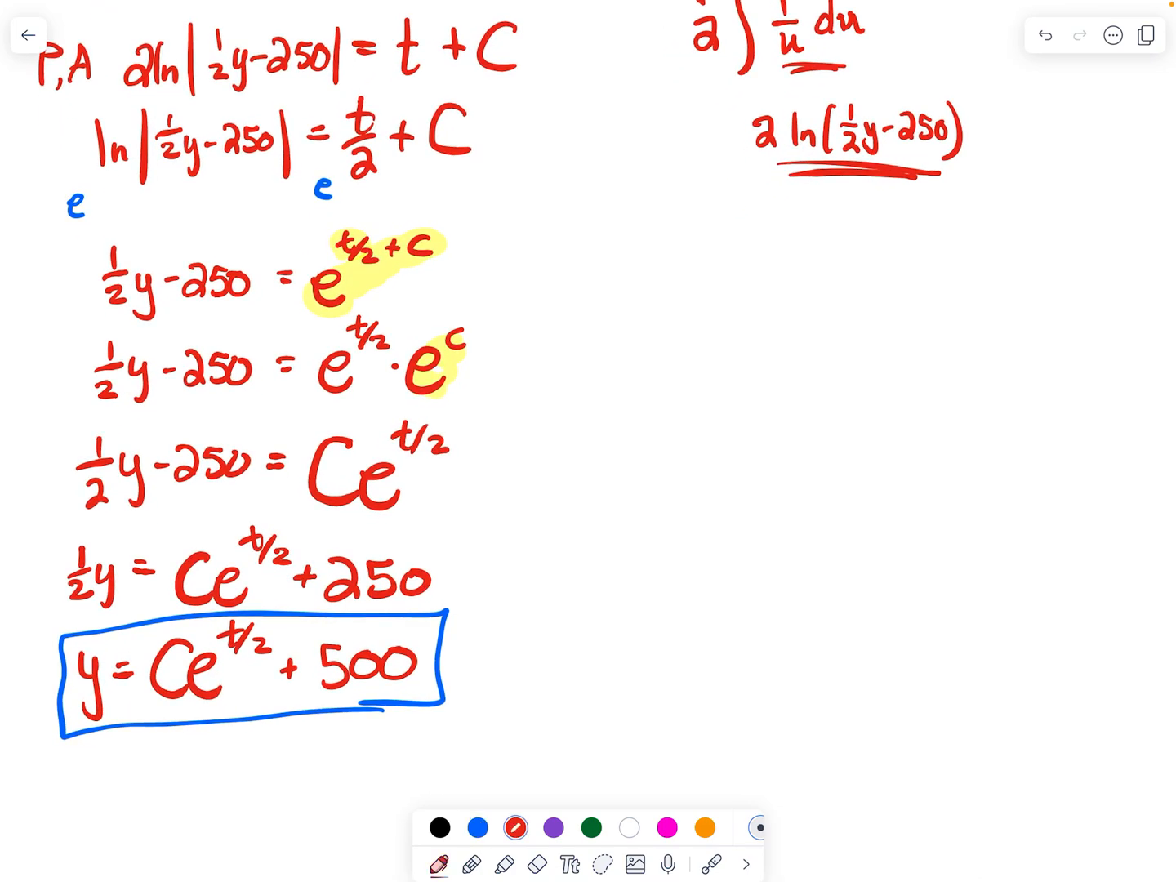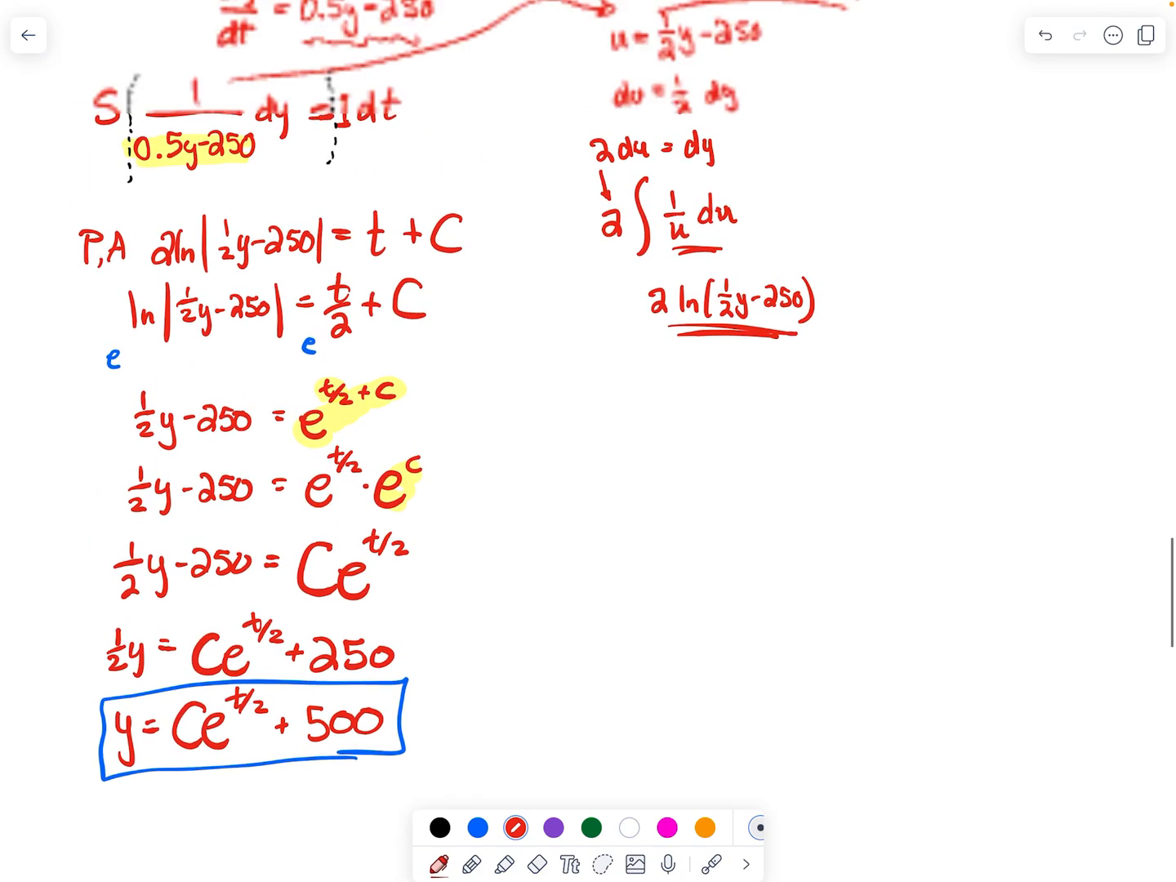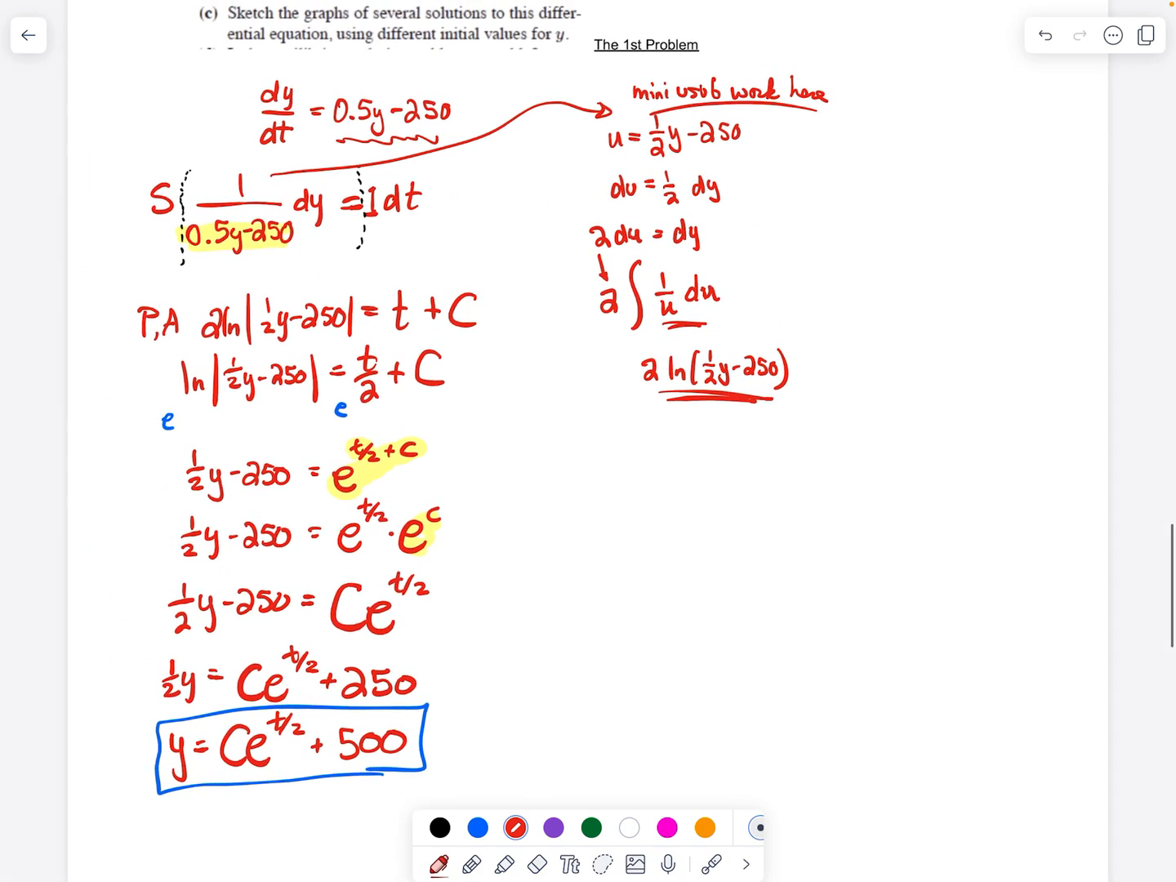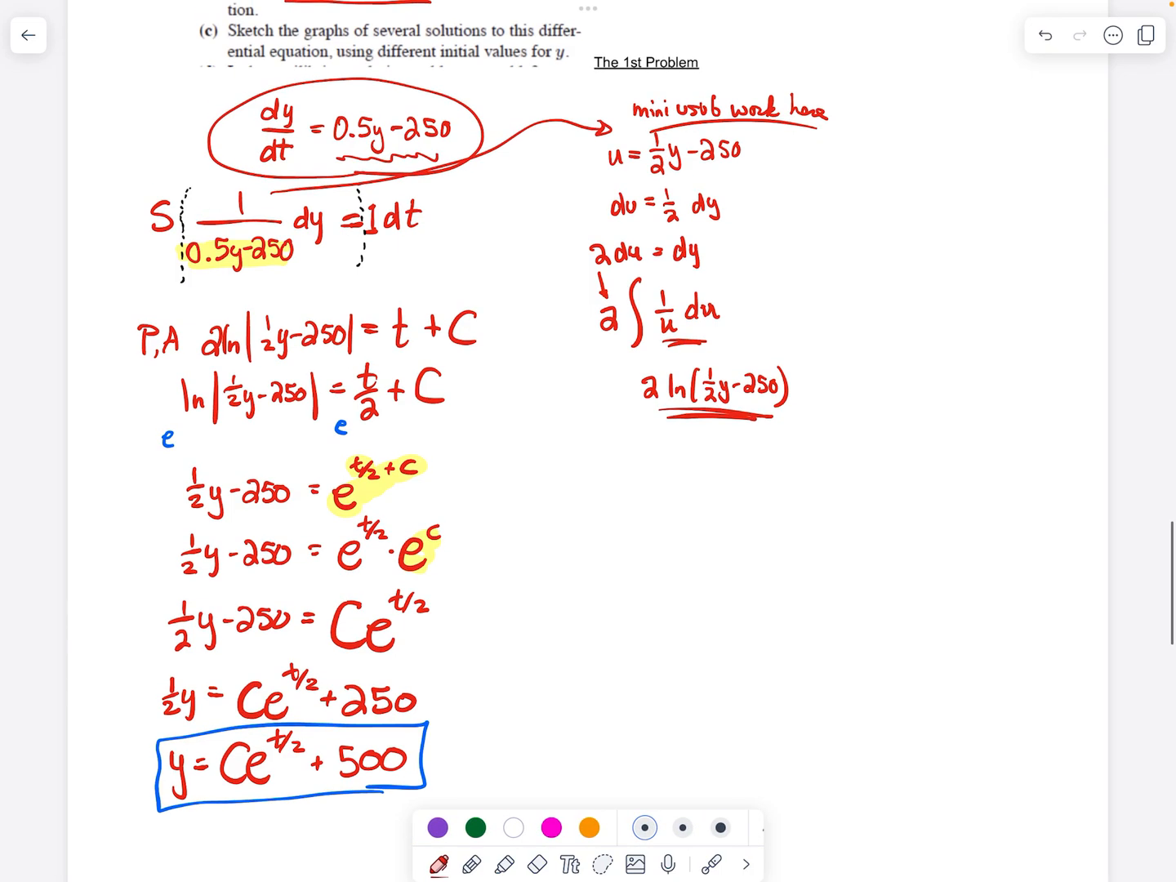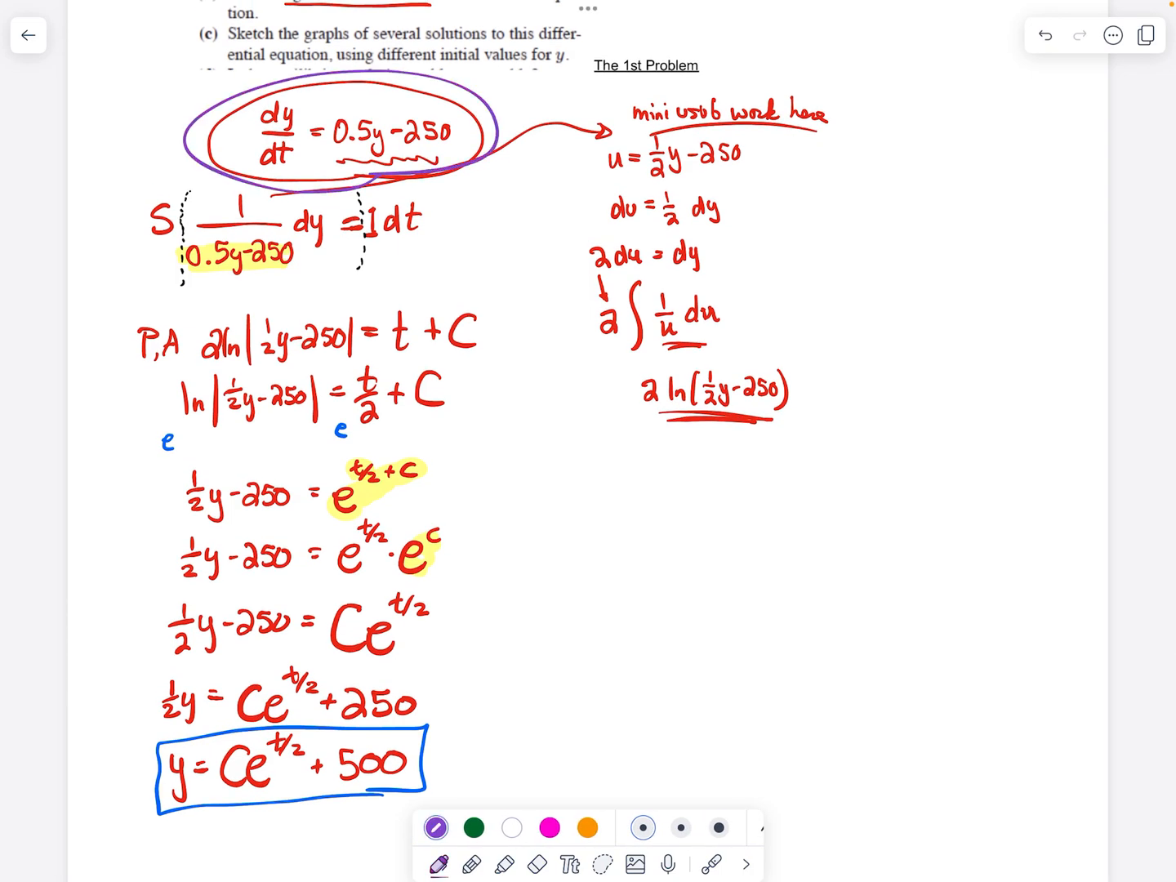Okay, if you're still with us, I'm going to show you what I call the factor method to make things easier from the beginning. I'm going to put it right down here and call it the factor method.